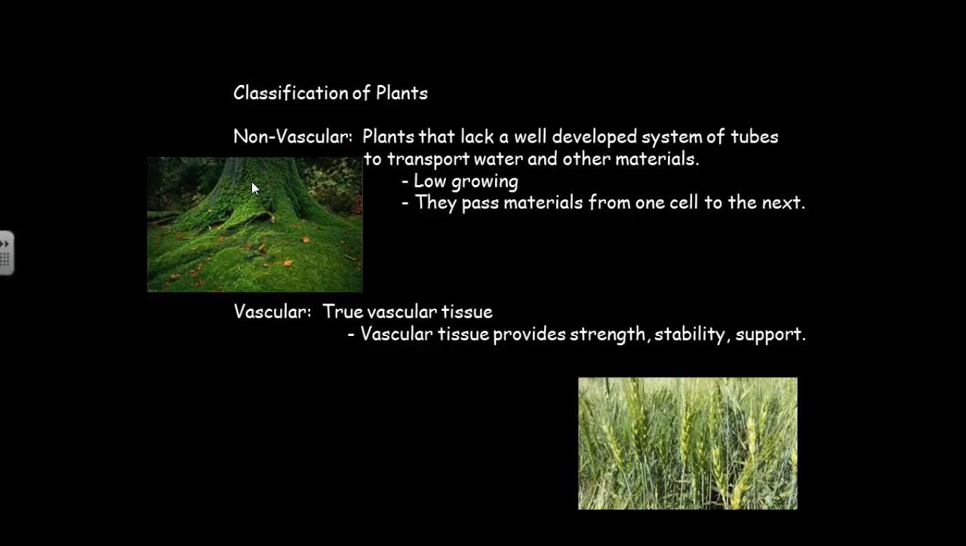A vascular plant is where it has true vascular tissue, which means that it is able to provide itself with strength and stability and support. These are oftentimes much larger growing plants, either trees or large bushes or shrubs, or in this case I have a picture of some wheat that is down here. And so those are examples of vascular. So the two ways that we classify plants, which hopefully you're going to discover through your lab that it was difficult to classify plants, but the two ways we do it is either non-vascular or vascular.